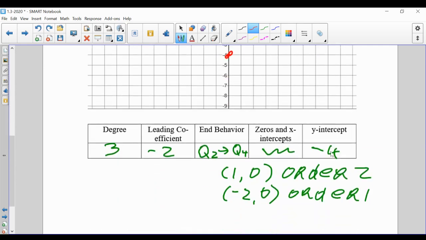We said that one of the zeros was an order 2, which means this is a bouncing zero. This one bounces, the 1. This one does not. It just goes straight through. So 1 bounces at 1. 1 does not bounce at -2.